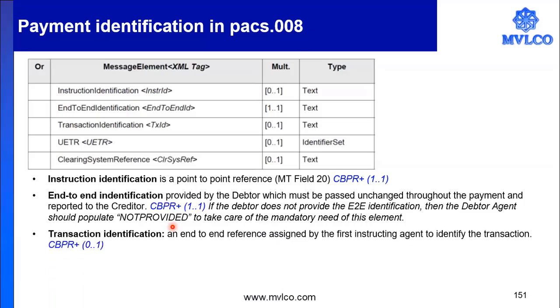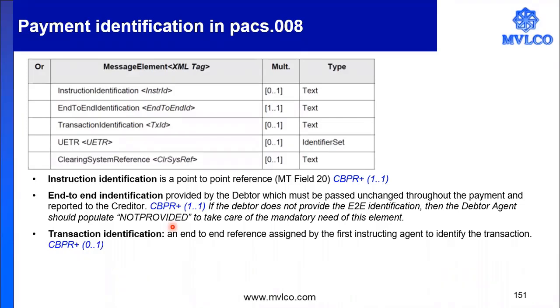The next identifier is the transaction identification. This is optional in CBPR Plus. This is assigned by the first instructing agent. That is in our example, it is to be assigned by Bank of America. It can be consumed by anybody and it is used to identify the transactions. This is the second type.